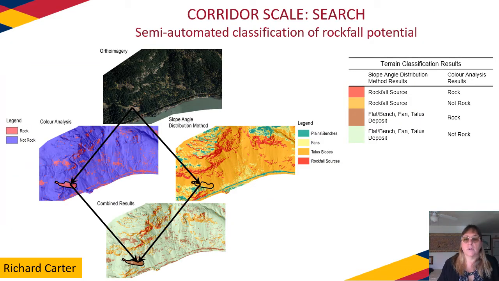The results of Richard's work can be seen here, where he's identified rockfall source zones that are rock, or sections of the slope which are steep enough to be rock but don't show up as rock from the photo analysis. Likewise, determining locations where there are flat benches, fans, or talus deposits on the slope. And you can see in the legend in the bottom right that we see an identification of plains and benches, fans, talus slopes, and rockfall source zones.